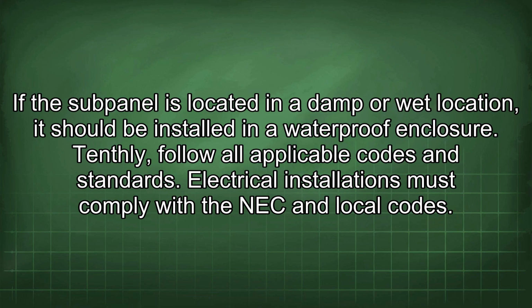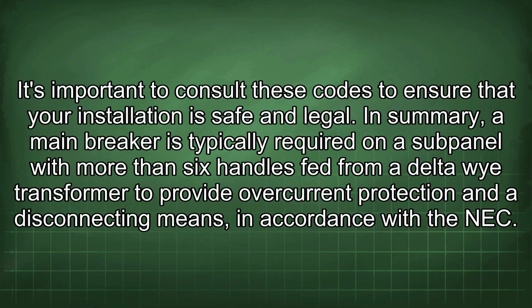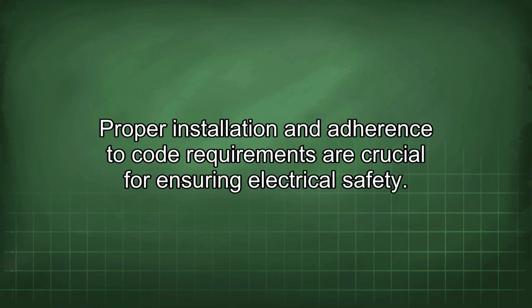Tenthly, follow all applicable codes and standards. Electrical installations must comply with the NEC and local codes. It's important to consult these codes to ensure that your installation is safe and legal. In summary, a main breaker is typically required on a subpanel with more than 6 handles fed from a delta Y transformer to provide overcurrent protection, and a disconnecting means, in accordance with the NEC. Proper installation and adherence to code requirements are crucial for ensuring electrical safety.